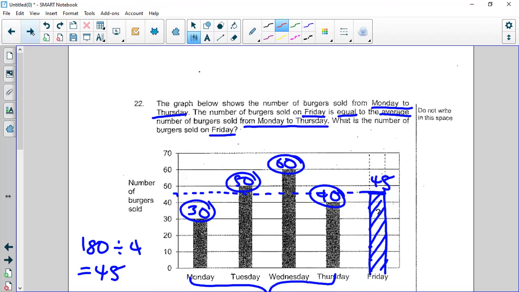For the average, I think I divided by 5 instead of 4. Oh, you can't divide by 5, because if you read the question, the burgers sold on Friday is equal to the average burgers sold from Monday to Thursday. So it's not all the days. You have to highlight the important words so you don't make careless mistakes.